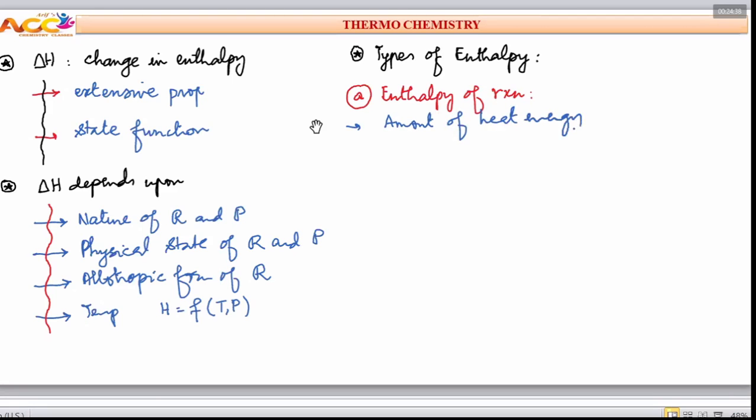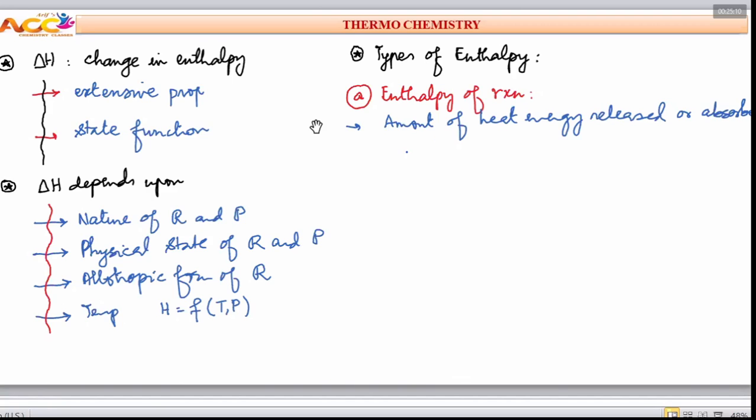the amount of heat energy released or absorbed. What is the meaning of this? You are not going to write a negative sign or a positive sign. Whatever he has given, delta H negative, exothermic, delta H positive, endothermic, whatever is given to you, take it. Don't do anything from your side.